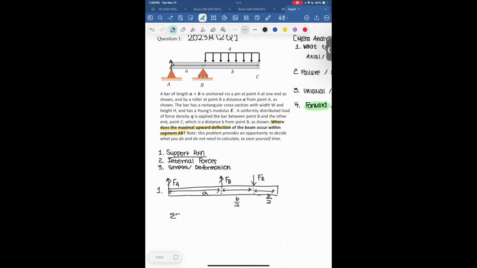So let's start with the sum of forces in Y. Positive FA plus positive FB, negative FR should be 0. And we know that FR is equal to the distributed load times the length that the load is applied to. So FR is equal to Q, which is given, times the whole length, which is B. We can write FA plus FB minus QB is equal to 0.